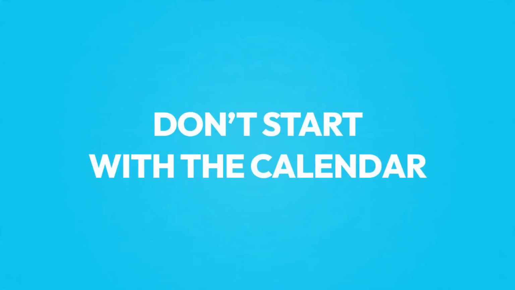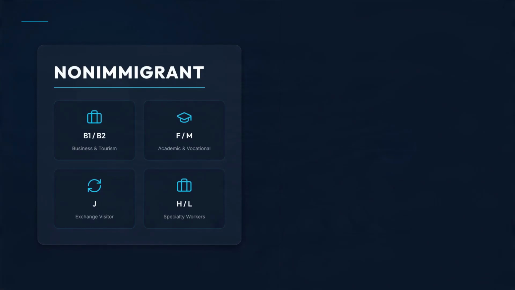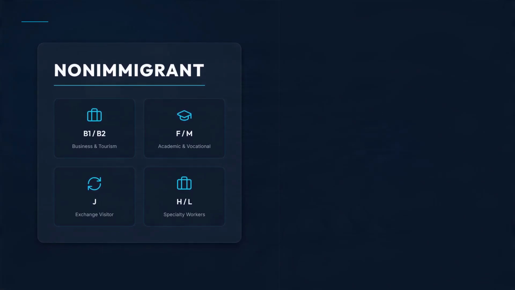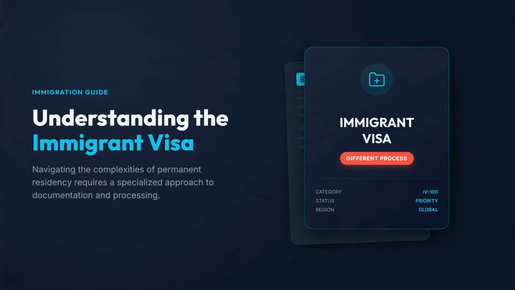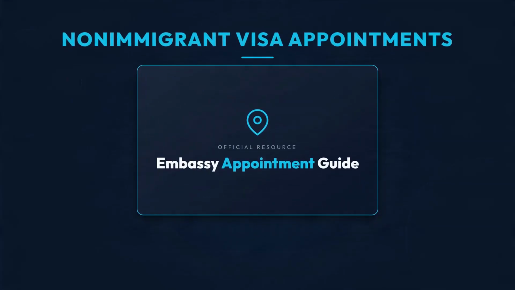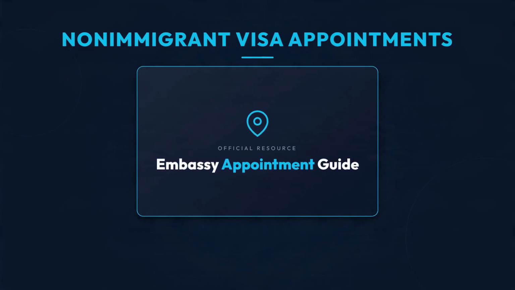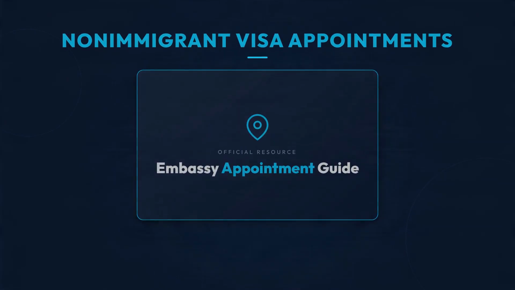So let's walk through the process correctly from the beginning. First, one important distinction. This guide is mainly for people applying for U.S. non-immigrant visas: tourists, business visitors, students, exchange visitors, temporary workers, and similar categories. If you are applying for an immigrant visa through the National Visa Center, your interview scheduling process is different. For most non-immigrant applicants, however, you are responsible for completing the DS-160 and following the appointment instructions for the embassy or consulate where you will apply.